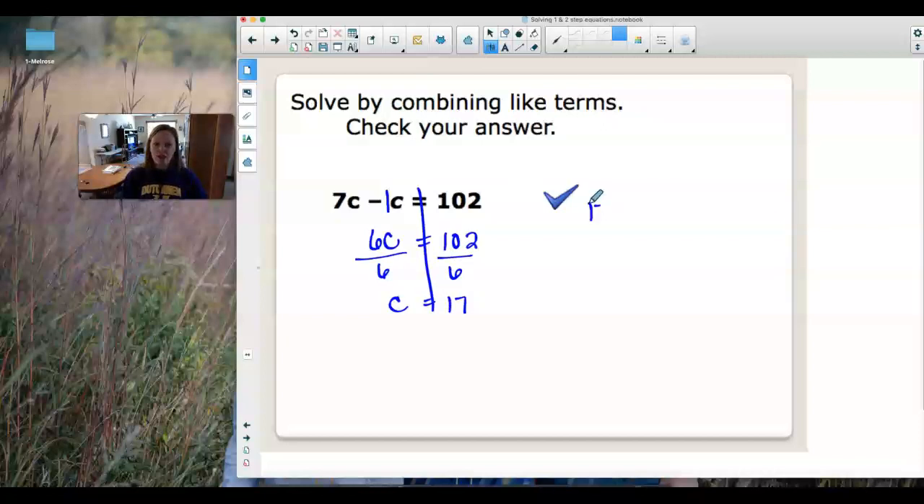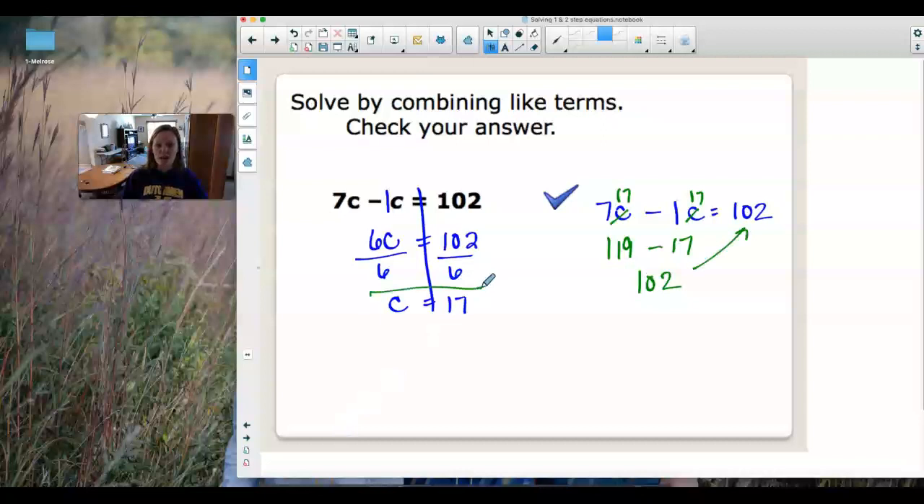So when I check that, I go back to the original equation. Okay, so we have, and whoops, this should not say 17, it should say 7C. Okay, we put 17 in for C. So 7 times 17 is 119, minus 1 times 17 is 17, and 119 minus 17 is 102. So we get the answer that we wanted, so my answer of C equals 17 is correct.